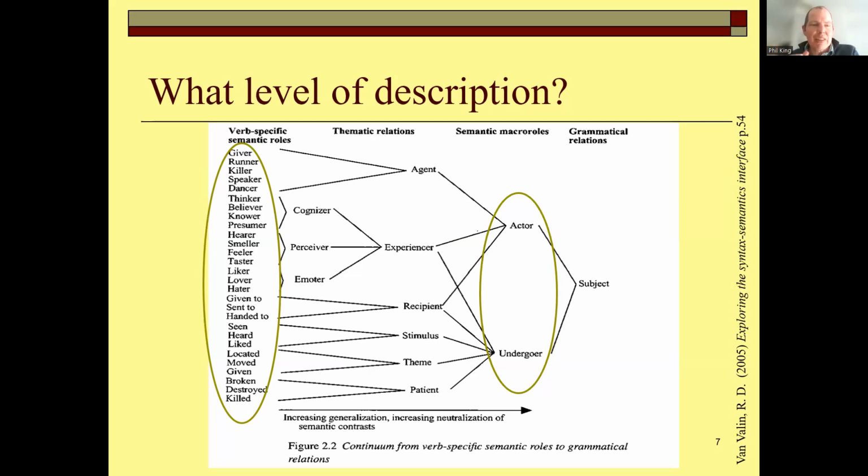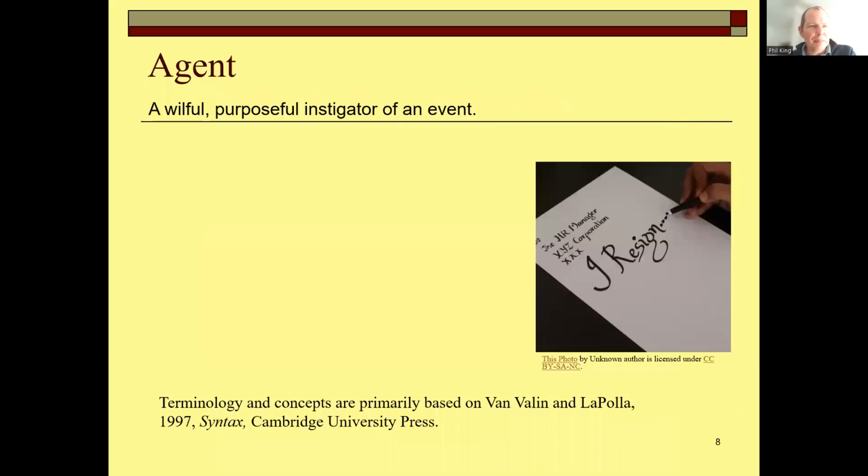We're trying to make semantic generalizations that may be relevant when thinking about how language works, whether that's to do with syntax or semantics. And I'm going to talk through some of the terms that are commonly used, and then talk a little bit about how our mind infers roles in context. So let's start with the idea of an agent. This is a willful or purposeful instigator of an event.